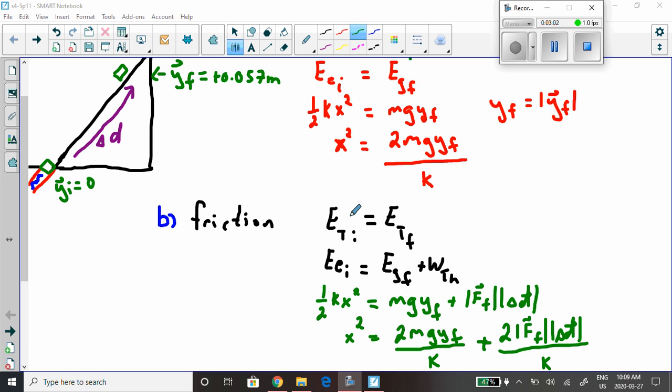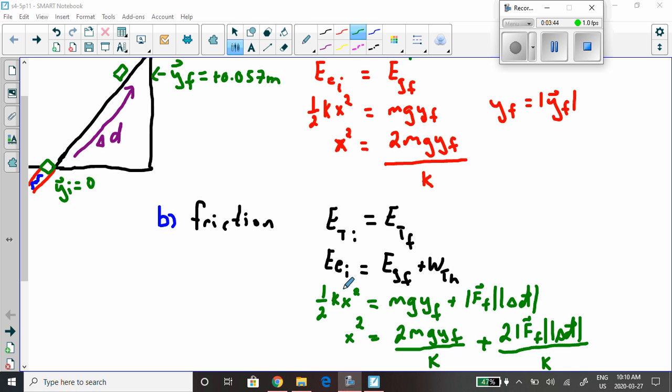And what it says here is that at the beginning, all the energy is the same as it was when there was no friction. All the energy is elastic potential energy. But now that energy total that you had initially is converted into gravitational potential energy final, because we still want it to get to this height, right? But some of that energy was lost through friction, through thermal energy being transferred as heat. So all of that initial energy goes to getting it to the new height and energy lost through friction.